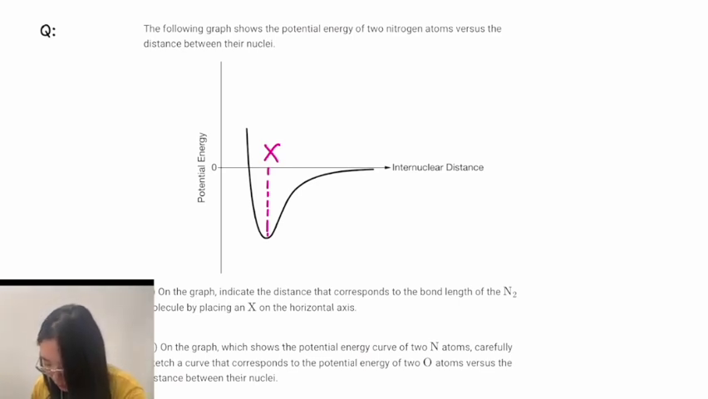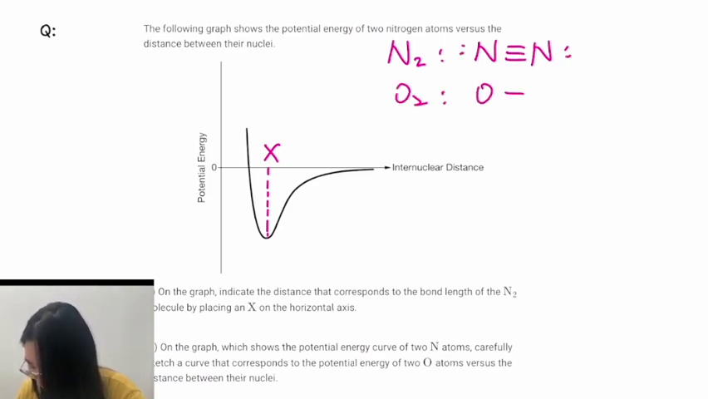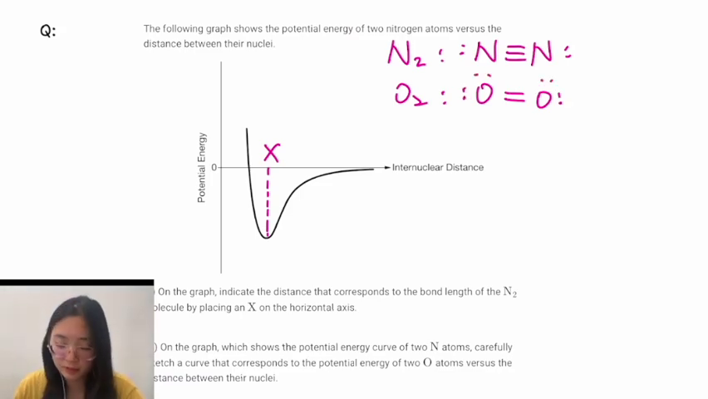On the graph, which shows the potential energy curve of 2 nitrogen atoms, carefully sketch the curve that corresponds to the potential energy of 2 oxygen atoms versus the distance between their nuclei. Within the nitrogen molecule, nitrogen forms a triple bond, while oxygen forms a double bond. And we know that a triple bond is shorter and stronger than a double bond.